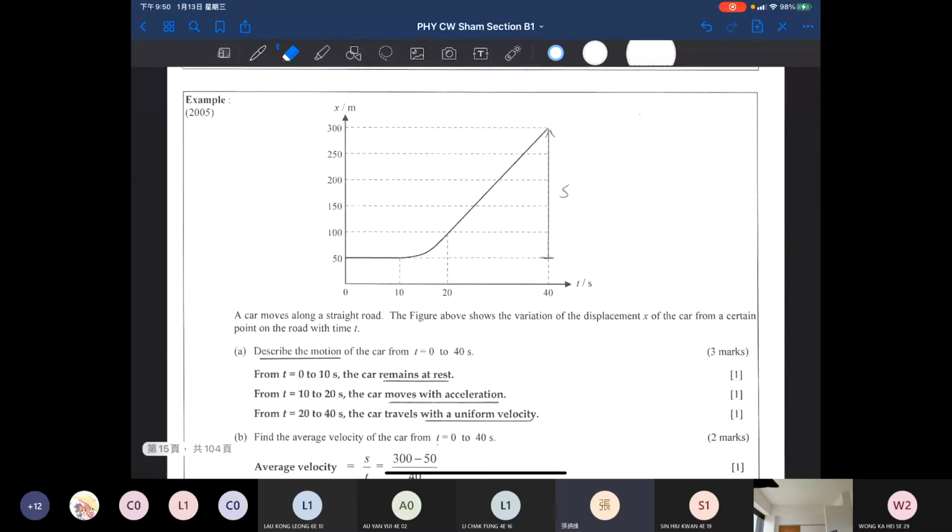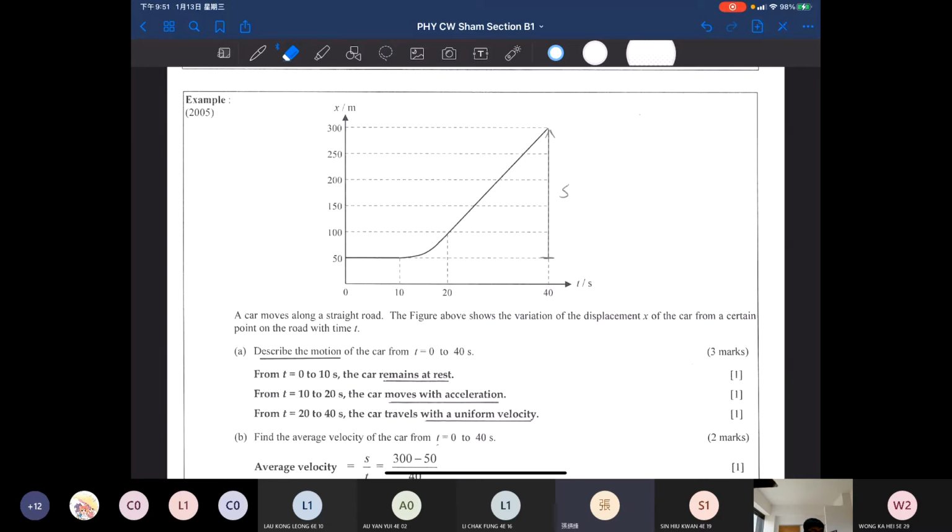Also, if we want to talk about the motion graph, you have to know how to describe the motion. It was very common in the good old days. However, in recent years, it has been asked only once every 3 or 5 years. But you are still required to know how to describe the motion. You have to distinguish which parts you have to divide it into.